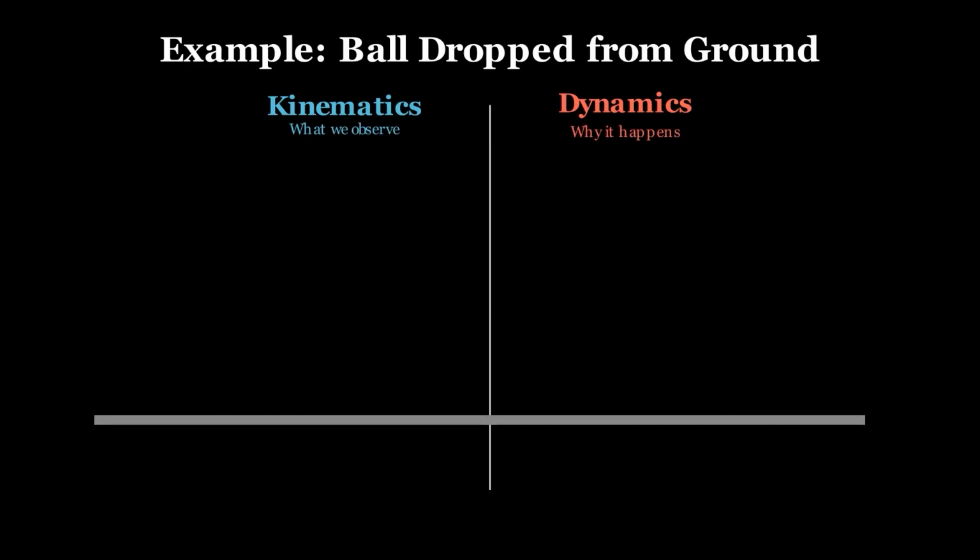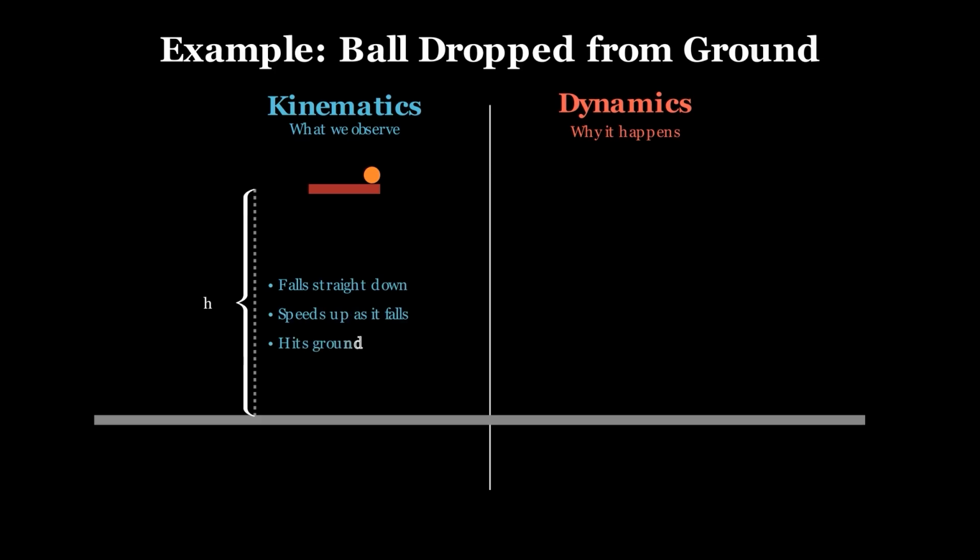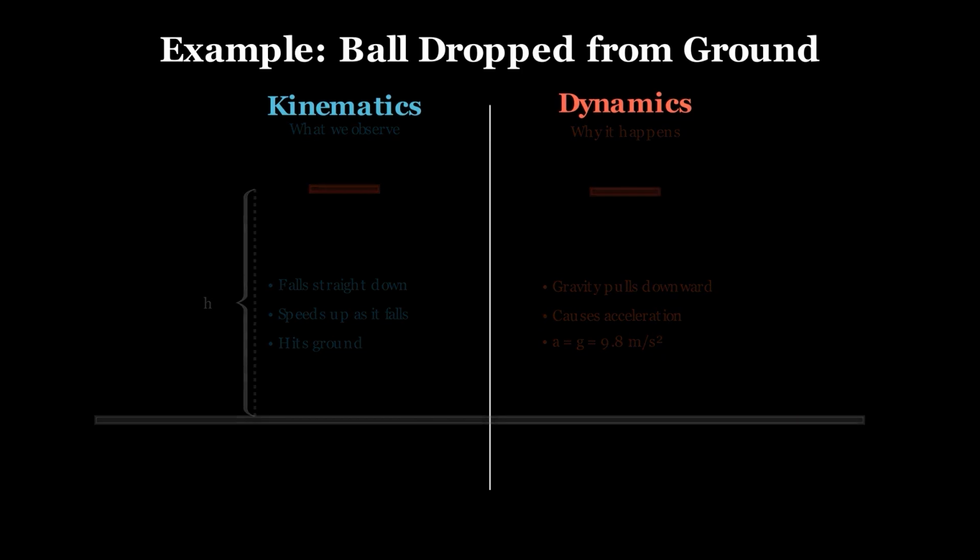Here is a simple example to make this clearer. Imagine dropping a ball from a balcony. From a kinematics perspective, we just describe the motion as follows. The ball starts with a horizontal velocity, falls straight down, speeds up, and hits the ground in about 2 seconds. From a dynamics perspective, we explain the cause. Like, the ball falls because gravity pulls it downward, producing acceleration. So remember, kinematics is how motion happens and dynamics is why motion happens.